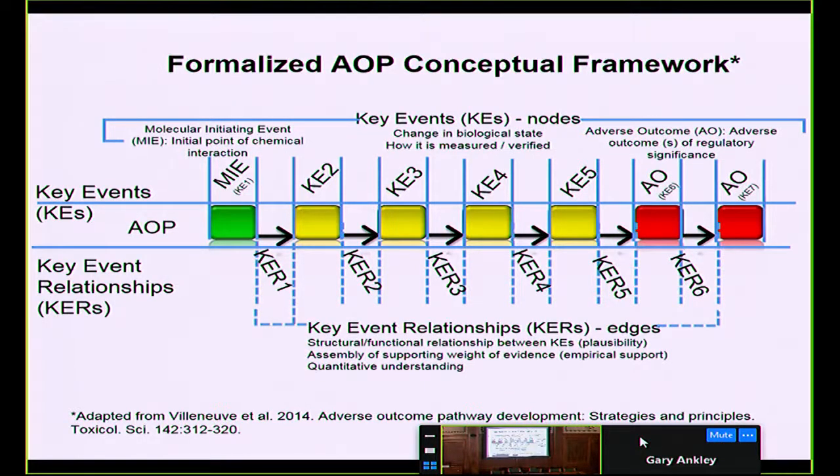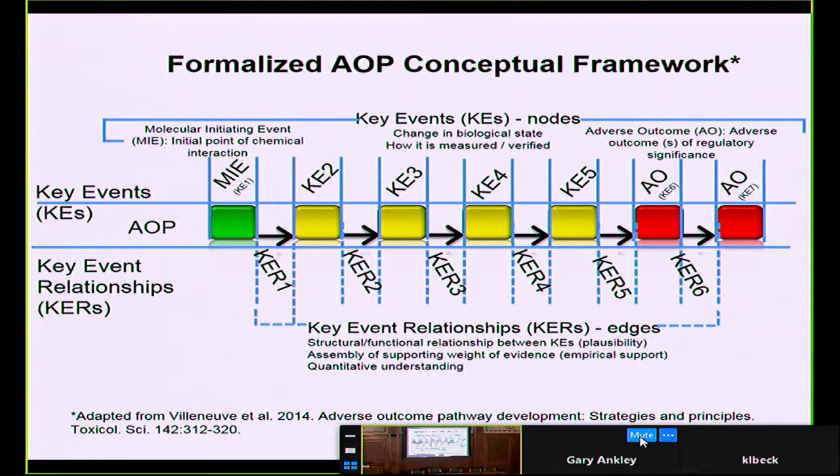But in terms of the key events, which are sometimes called nodes by modelers, it's important to note that these are measurable and verifiable. So they're changes in a biological state that can actually be measured and demonstrated. Linking these key events, these nodes, are key event relationships or edges, and these are really the basis for understanding causality using these modified Bradford Hill criteria, where you can evaluate plausibility of relationships as well as bring to bear empirical support that helps define the robustness of an AOP.